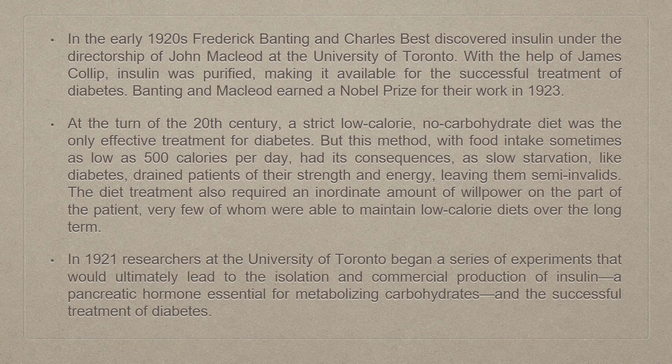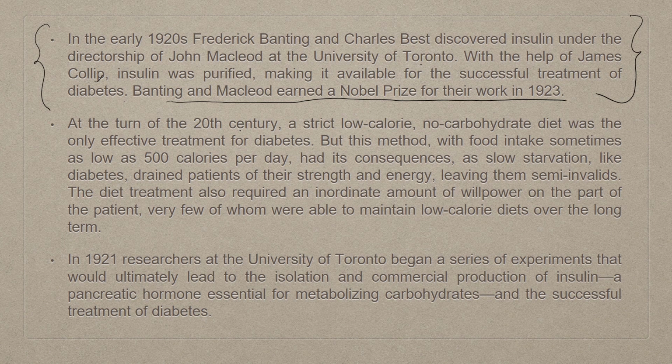So if you look at it, in the early 1920s, Frederick Banting and Charles Best discovered insulin under the directorship of John MacLeod at the University of Toronto. With the help of James Collip, insulin was purified, making it available for successful treatment of diabetes. Banting and MacLeod earned the Nobel Prize for their work in the year 1923. But was it that simple? That is what we are going to discuss.